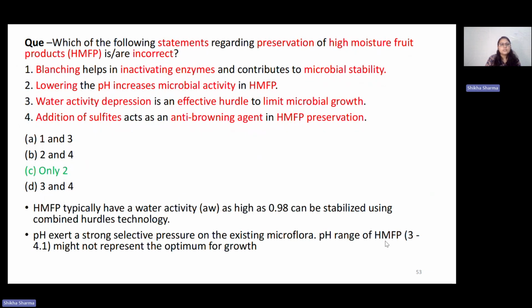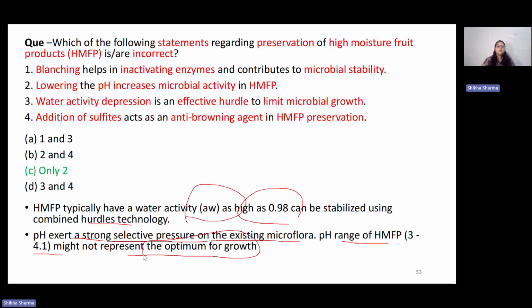Okay, let's discuss this solution. Only the second statement is incorrect. High moisture food products typically have a high water activity, as high as 0.98, and can be stabilized using different hurdles or a combination of hurdles. pH exerts a strong selective pressure on the existing microflora. The pH range is around 3 to 4.1, and it will help in the control of microbial growth.